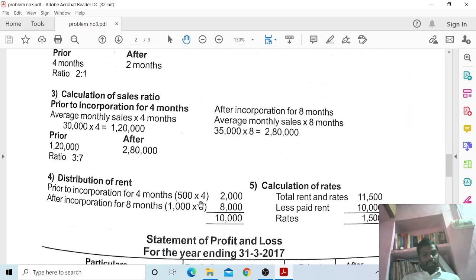Next, average monthly sales in the prior incorporation period. It is already given in the adjustment. Prior incorporation period average monthly sales is for the first 4 months, so I have to take 30,000 into 4 months, 1,20,000. After the incorporation period, the average monthly sales for the next 8 months is 35,000, already given in the problem. Into 8 months, so I have to take 2,80,000.